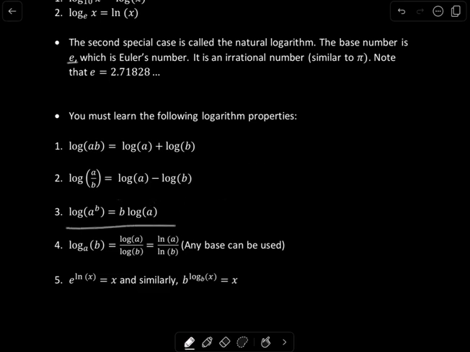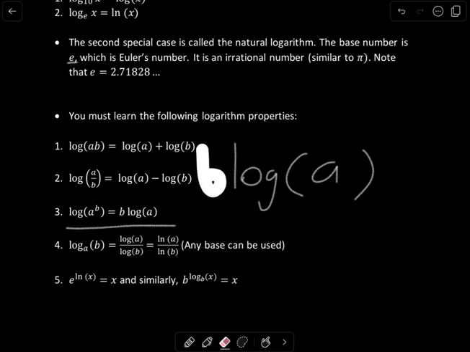Third property, another really useful property. When you have log of a to the power b, and a to the power b is within brackets, you can actually take that exponent b out and place it in front of the logarithm. So it will become b times log of a.